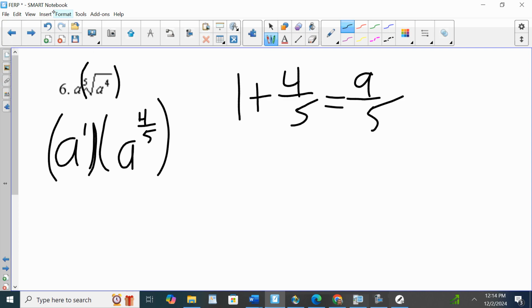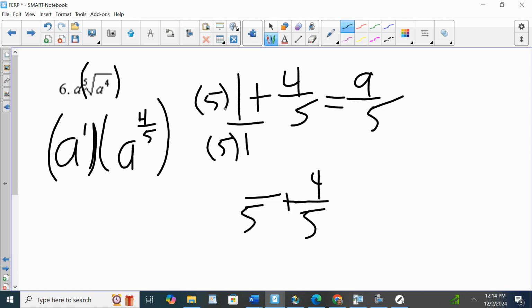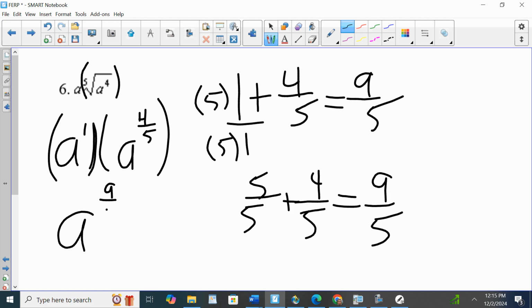Now, if I were to do this by hand, I would have to find a common denominator. So my common denominator would be 5. 4 is already good. I multiply top and bottom by what's missing, 5 over 5. 5 times 1 is 5, and 5 plus 4 is 9 over 5. So either way is fine. Let's keep it simple and use our calculator. But if you're a stronger student, that's where it's coming from. You did that a lot in middle school. So the answer would be a to the 9 over 5.